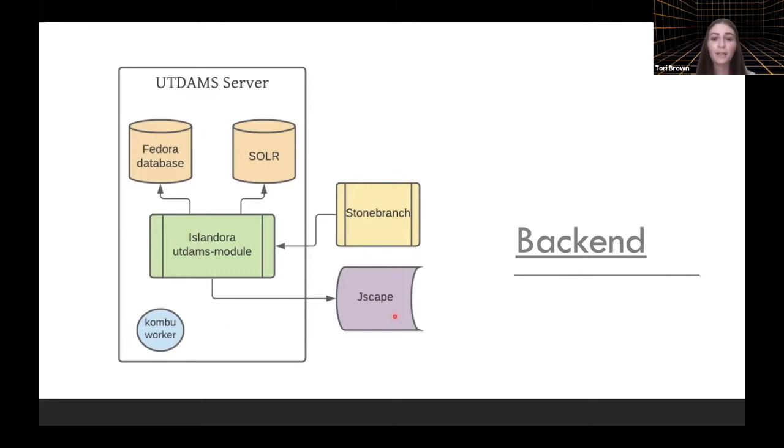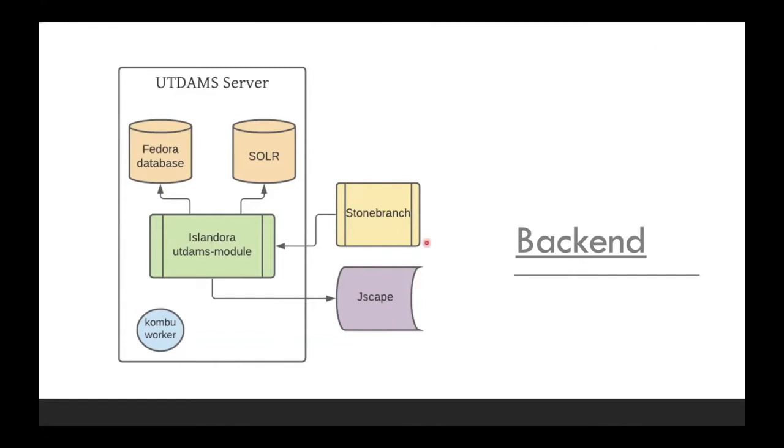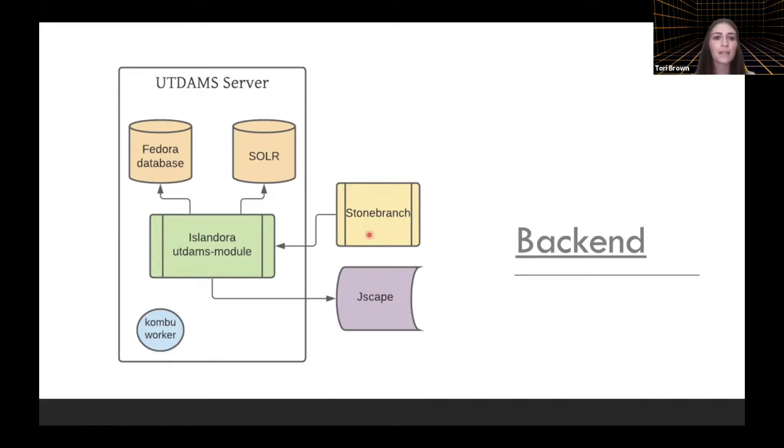Jscape is our SFTP server, which I really like. It has a really nice GUI. And then for all of our task scheduling and cron jobs, we're using Stone Branch agents. So this is about all the pieces from a very high level.